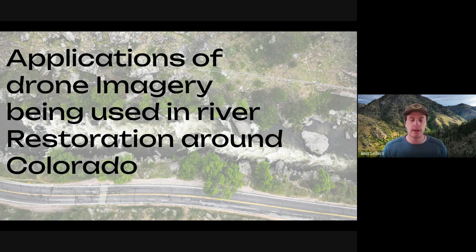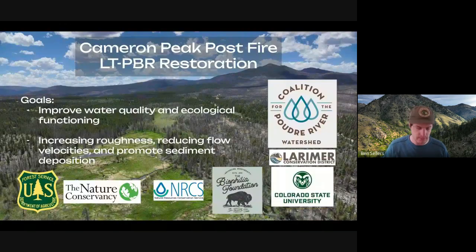So now I'll switch over to talk a little more about the applications and how we're using this drone imagery around Colorado, in northern Colorado specifically. Most of this work is focused in the Cache la Poudre watershed in northern Colorado, and a lot of it has come as a result of the Cameron Peak fire, which burned 200,000 acres in the summer and fall of 2020. This fire led to a lot of flooding and debris flows, erosion, and, up in the higher reaches of the watershed, fish kills and other water quality issues downstream.